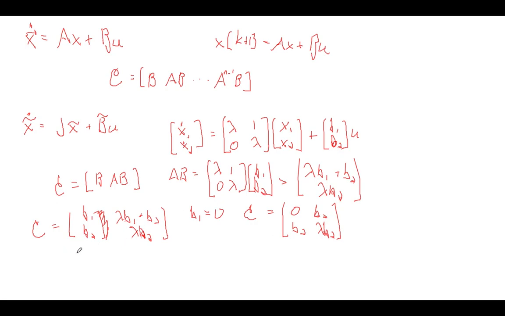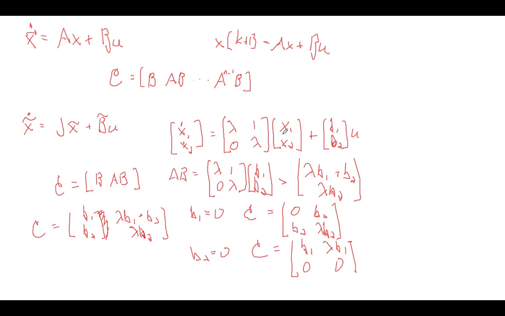But let's go back to the full controllability matrix, and let's say, what if B2 is equal to 0? See what happens. The controllability matrix will equal B1, 0, lambda B1, and 0. And so we can see that our second column is just a multiple of our first column. It's the first column multiplied by lambda. So this system is not controllable no matter what value B1 takes on. So if B2 is equal to 0, this system is not controllable.